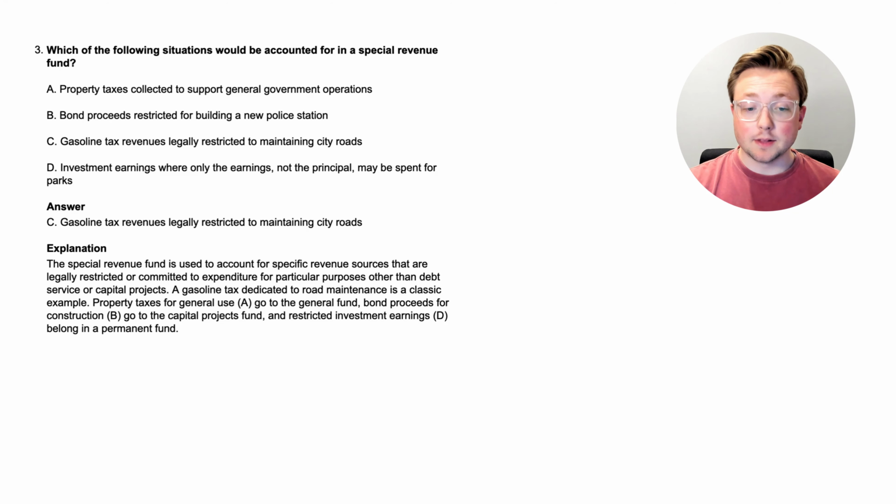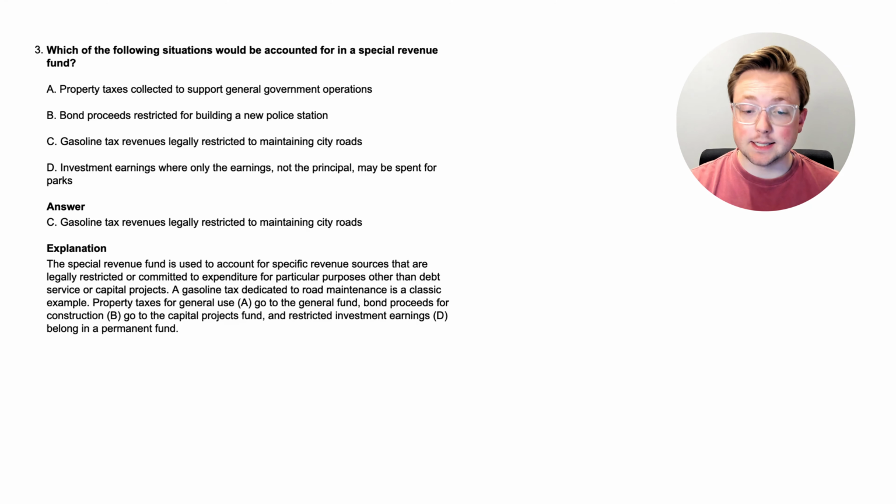So let's go through this. The Special Revenue Fund is used to account for specific revenue sources that are legally restricted or committed to expenditure for particular purposes other than debt service or capital projects. So basically, any type of revenue source that is restricted or committed for a very specific purpose, besides something that has to do with debt service or capital projects, is going to be a special revenue fund.